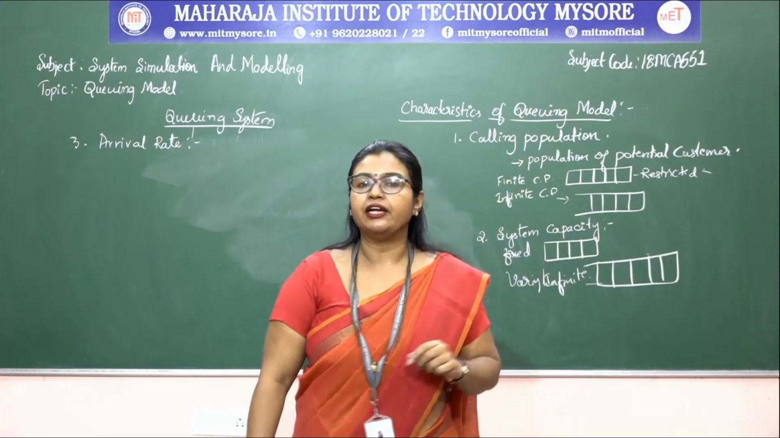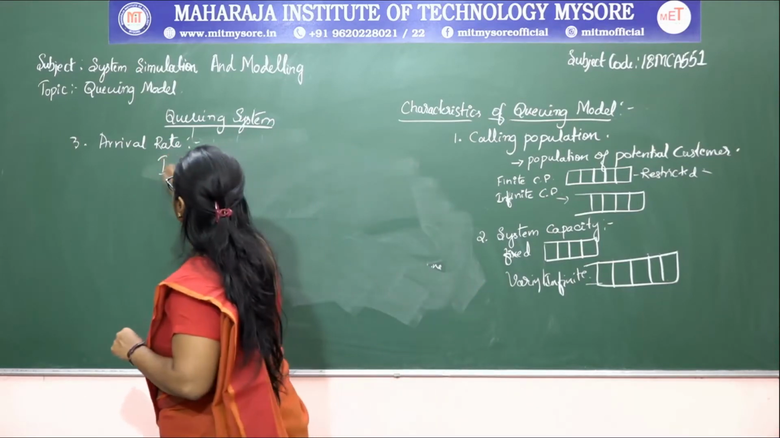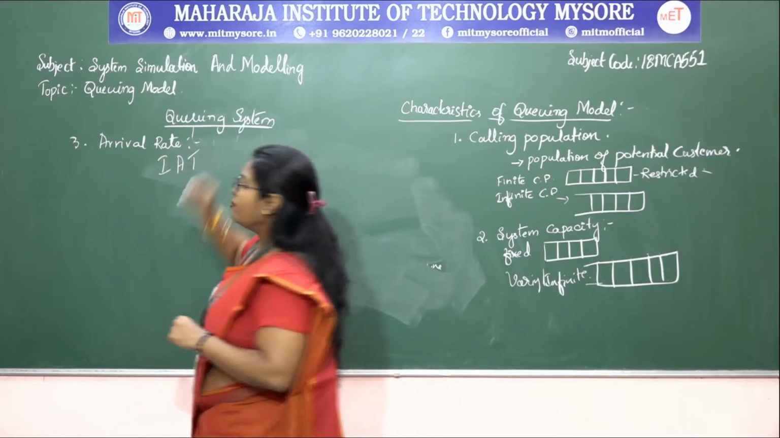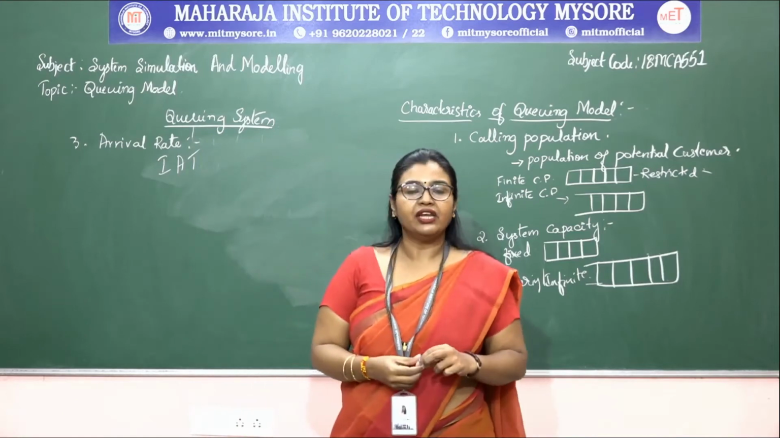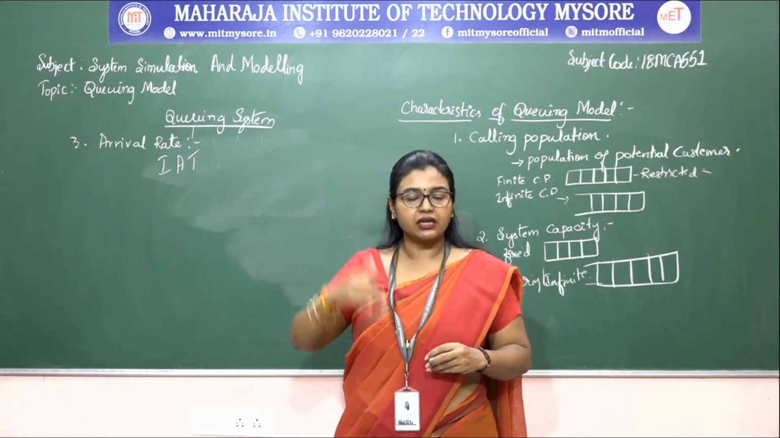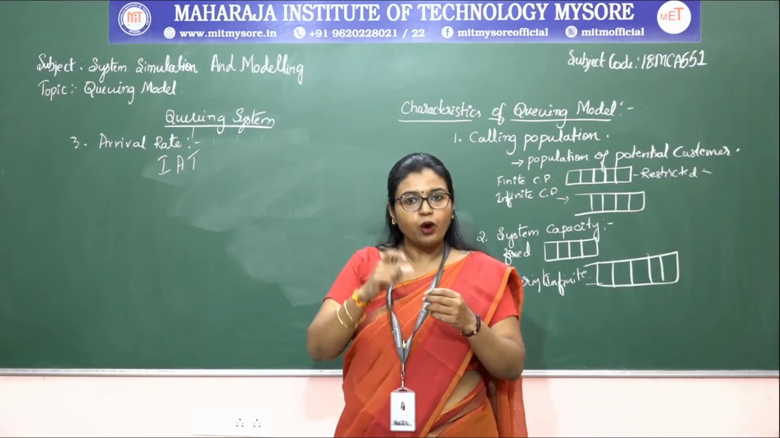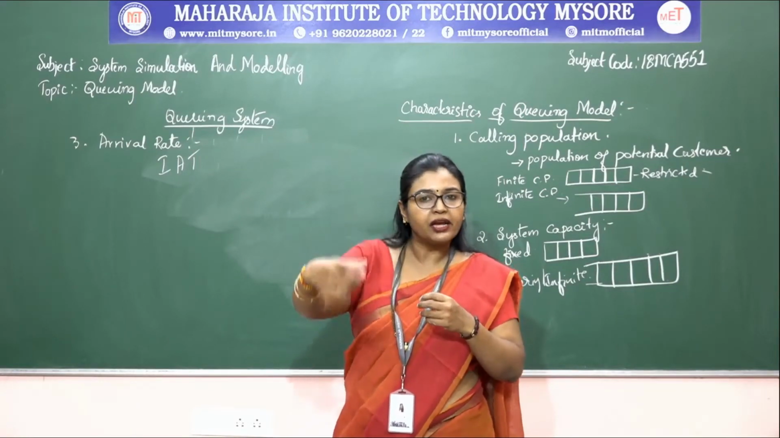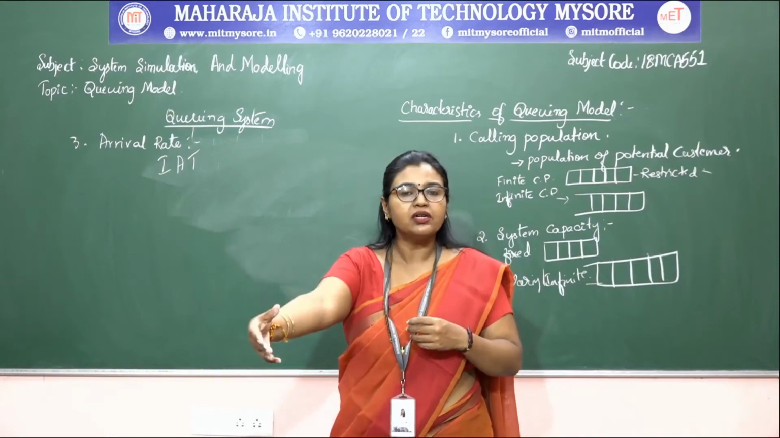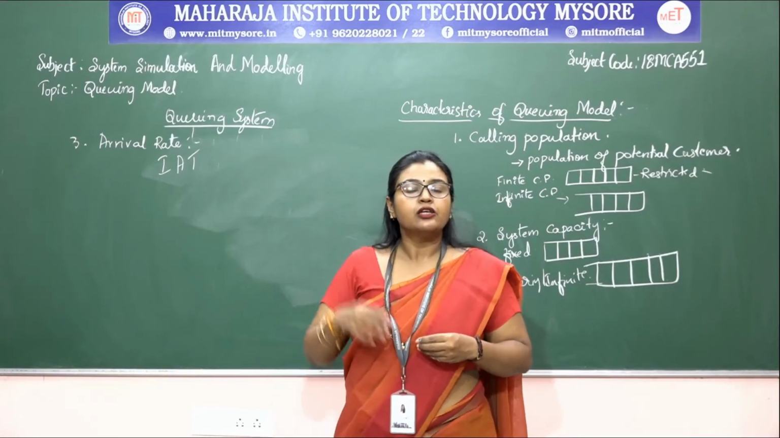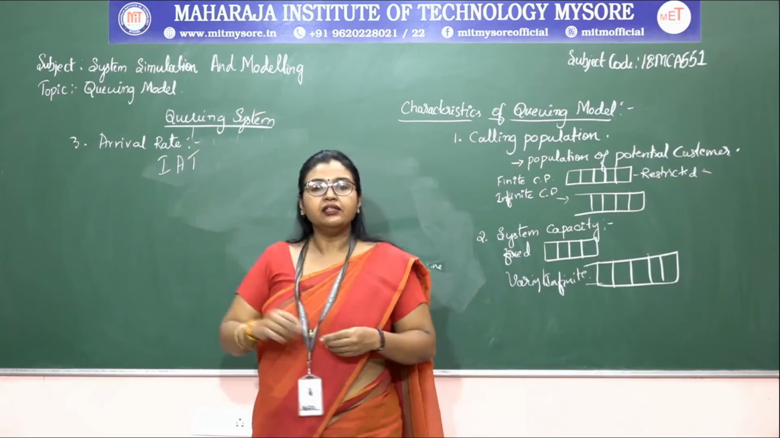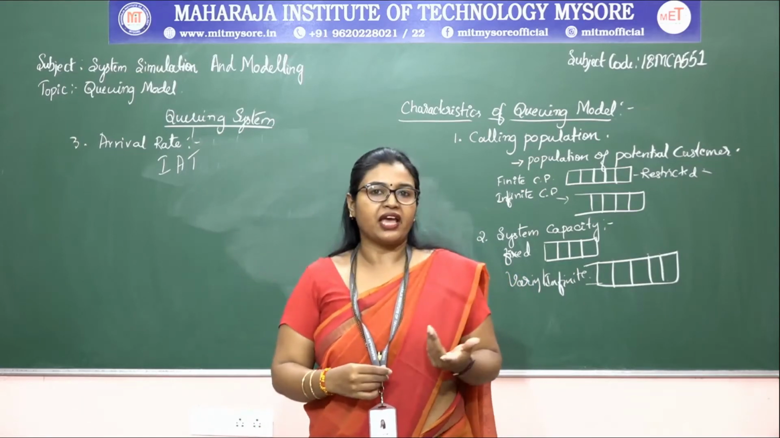So we need to find out the inter-arrival time of a given system. We need to find out. So at what time this customer is coming into the system. So what is the rate? So at what time the first customer arrives, at what time the second customer arrives, and what time the third customer arrives into the bank. So that we need to find out. Either it can be deterministic or stochastic in nature.